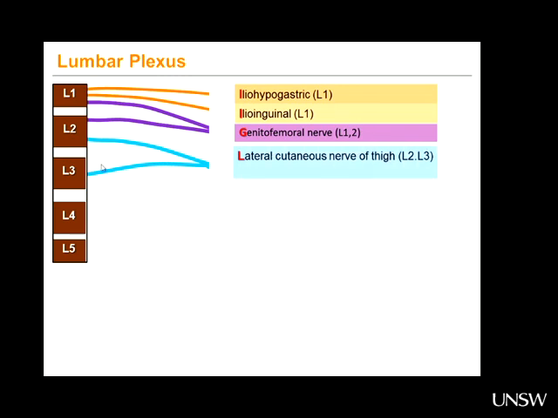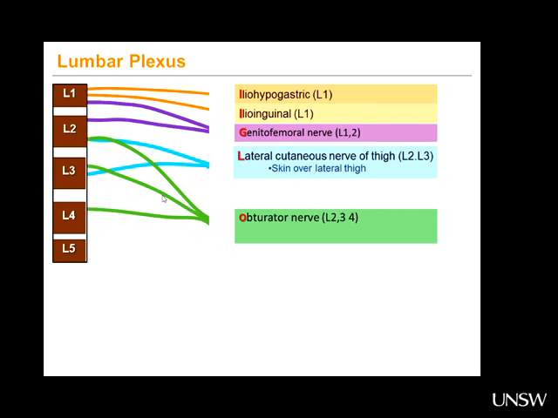The next nerve that comes off is called the lateral cutaneous nerve of the thigh, and like its name suggests, it will supply the skin on the lateral side of the thigh. Now, you're not going to have to identify these things in specimens, but you are going to have to have a knowledge of the cutaneous innervation of the lower limb. So the lateral cutaneous nerve is going to supply the skin on the lateral side.